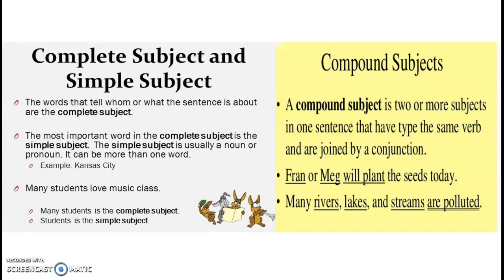Then we have: many rivers, lakes, and streams are polluted. What do we have here? Rivers, lakes, and streams. Three names. That is forming my compound subject. And they are separated using commas and also the conjunction and. So this is basically what we have. We have simple subjects, complete subjects, and compound subjects.